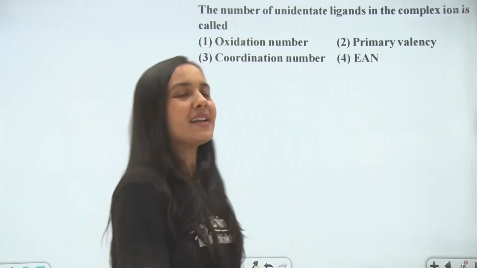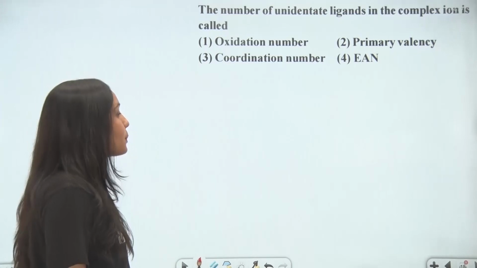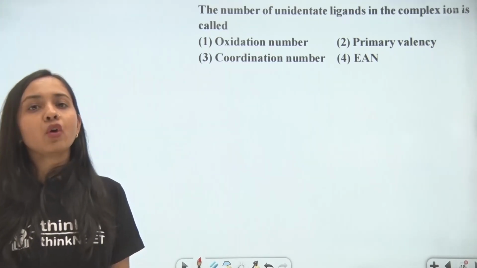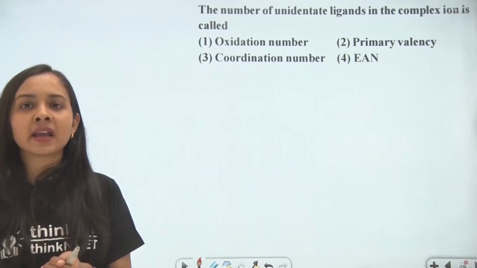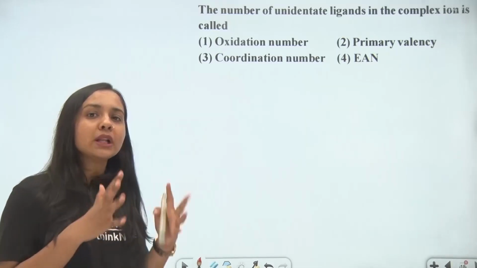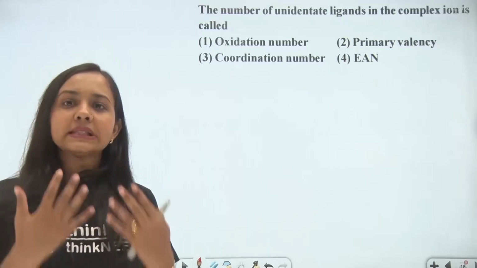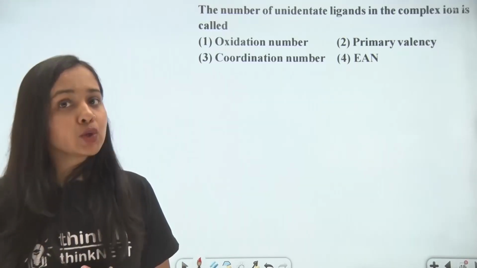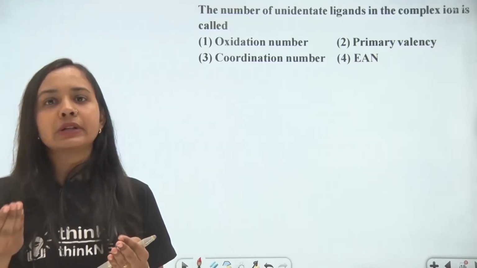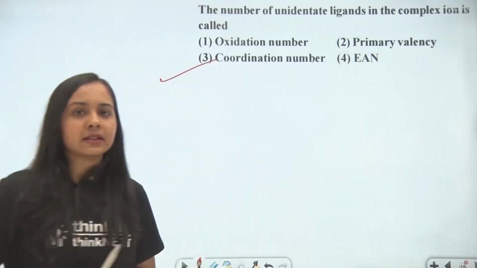Hello dear students, our next question is, the number of unidentate ligands in the complex ion is called. Student, the number of unidentate ligands in the complex ion is called the coordination number. Basically, coordination number is the total number of electron pairs which are accepted by the central metal atom. So if you count the number of unidentate ligands, then you can count the total number of electron pairs which are accepted by the central metal atom. So this is known as coordination number. Option 3 is the correct answer. Thank you.